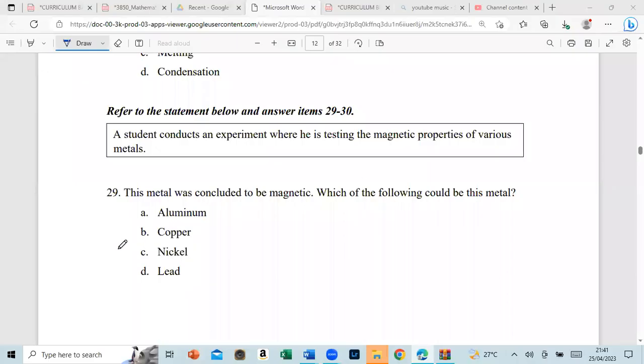All right, so the metal was concluded to be magnetic. Which of the following could be this metal? And that's nickel. All right, let's move on to number 30. Just 10 to go, guys.